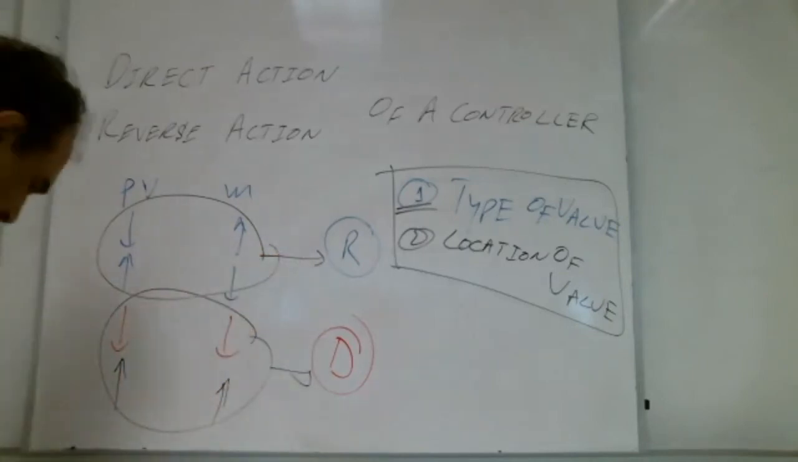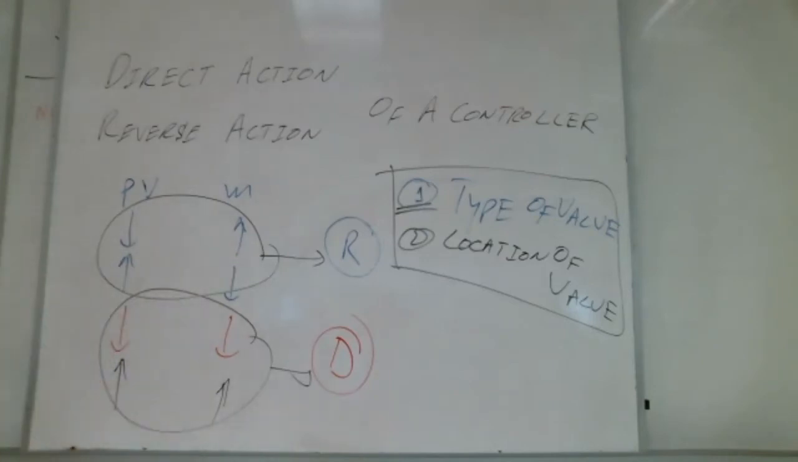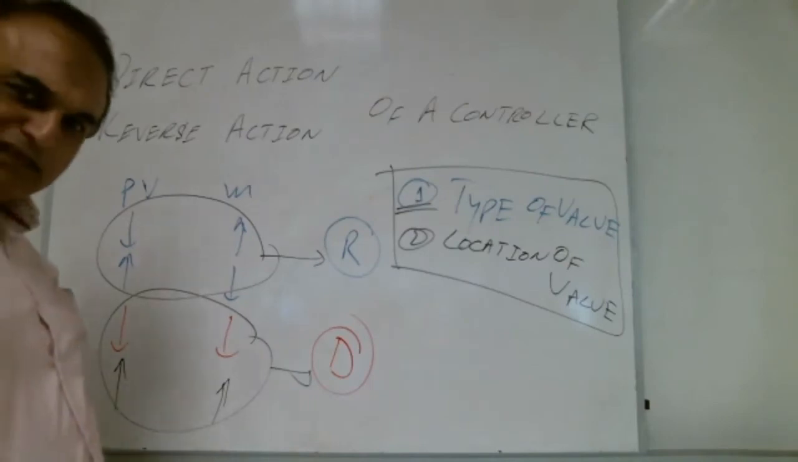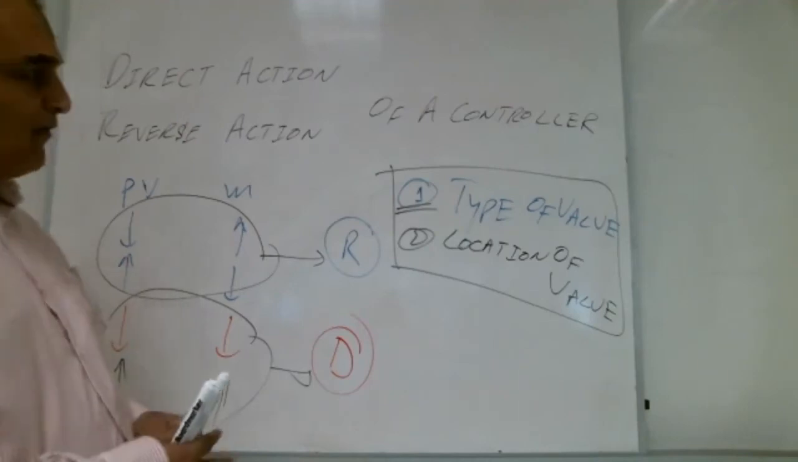So how many things decide, Shabab, whether it is direct action or reverse action? How many things decide? Two things. Very good. Yes, brother Awad. Which ones? Two: type of valve and location of valve. Type of valve. Very good.